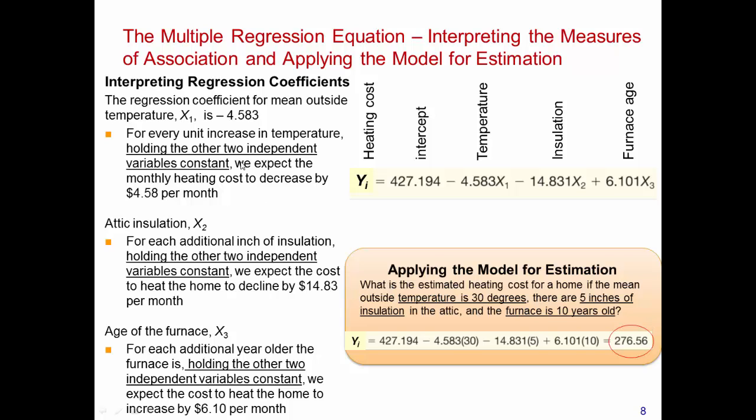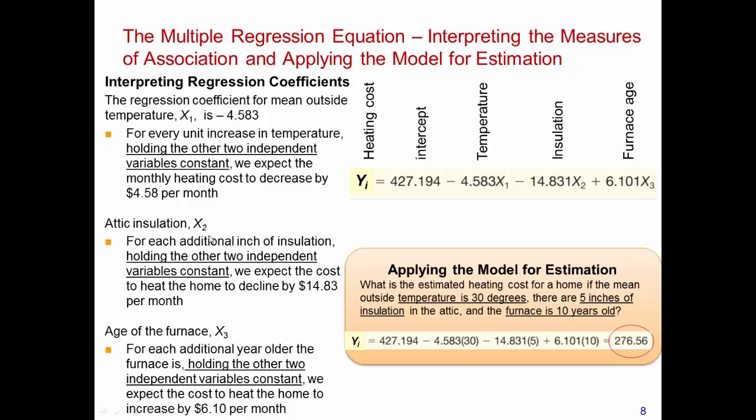We have the different regression coefficients. The regression coefficient for mean outside temperature, x sub 1, is negative 4.583. And the way we interpret that is for every unit increase in temperature, holding the other two independent variables constant, we expect the monthly heating cost to decrease by $4.58 per month. The coefficient is negative. As the outside air temperature increases, the cost to heat the home decreases.